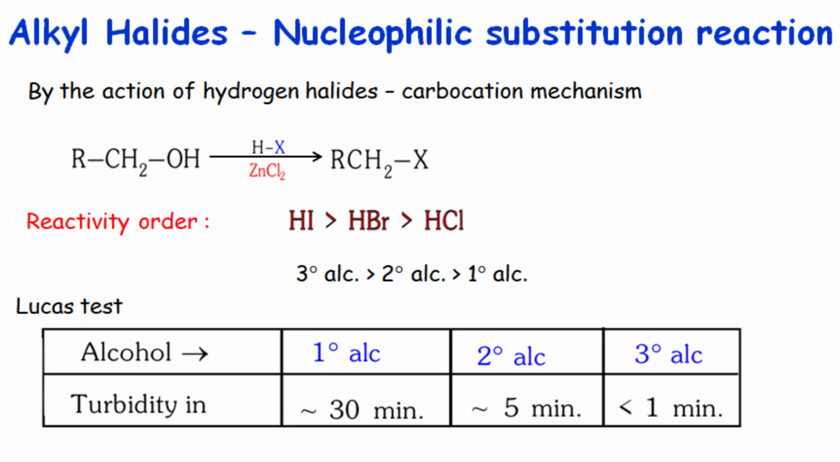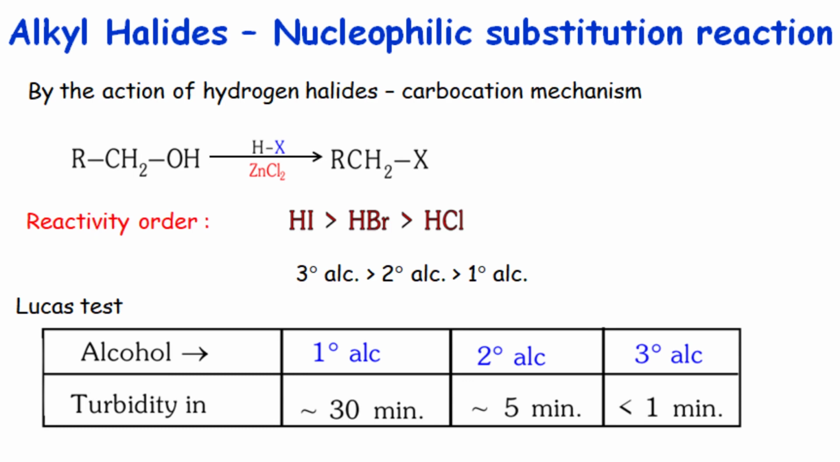Now here if you see, you can use any hydrogen halide HX with zinc chloride with a corresponding alcohol, you get the corresponding alkyl halide. The reactivity order for this reaction is going to be HI, the strongest among the acids, faster than HBr, which is faster than HCl.